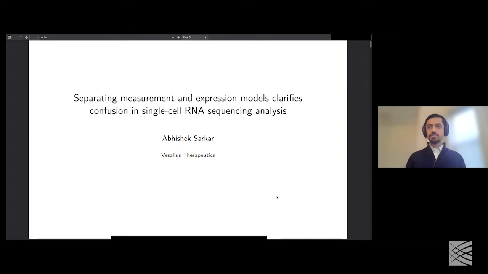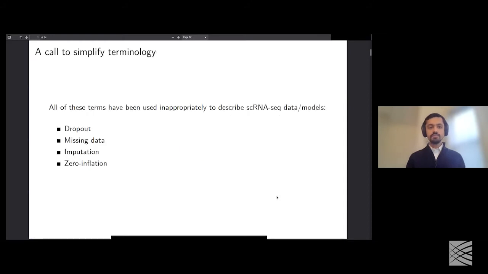And so I want to begin from this question of, well, how are we talking about these problems? And I want to point out that many terms that we've been using to describe the data and the models that we fit to that data have been used inappropriately in papers and presentations. I've put a short list here: dropout, missing data, imputation, zero inflation. And when I say that these terms have been used inappropriately, what I mean is that either they're being used without a single, precise, unambiguous definition, which is the case for dropout, or they're not being used to mean what they have been established to mean in other fields. For example, missing data, imputation, and zero inflation.